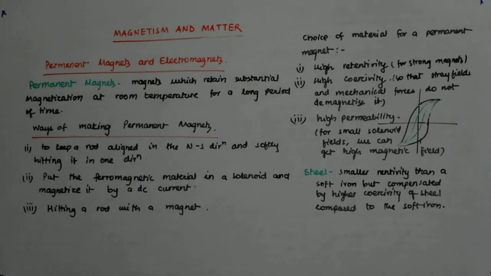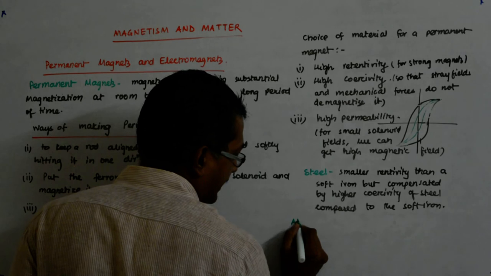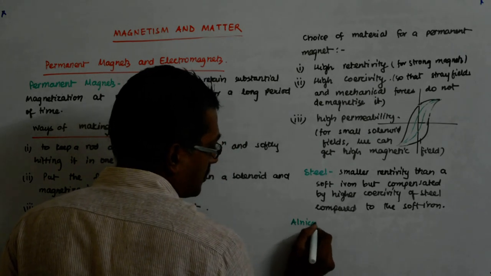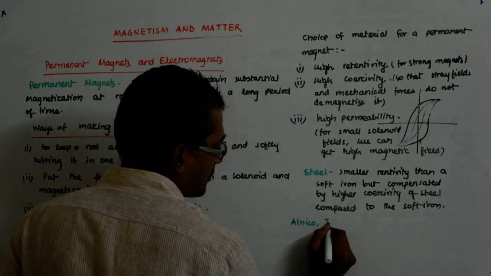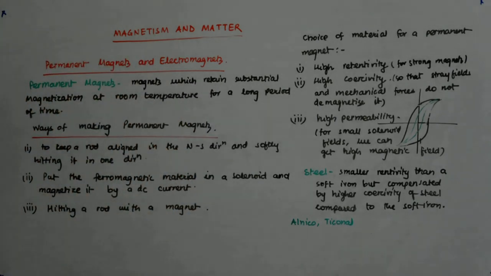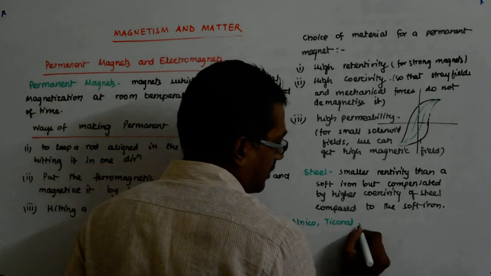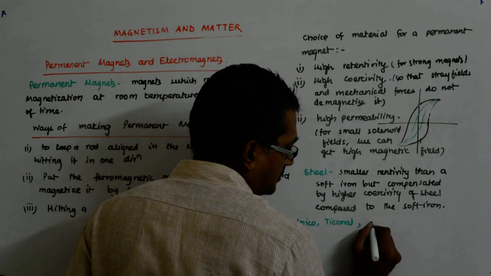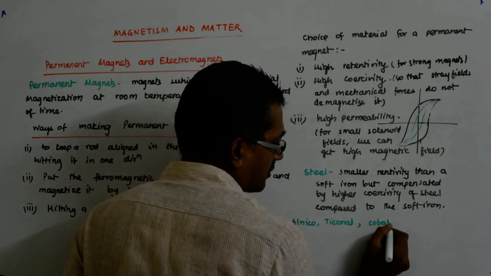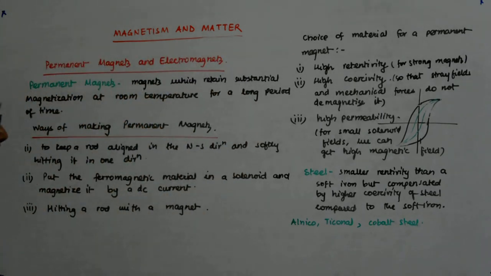Other materials that we use for permanent magnets are alnico, ticonal, okay, tin, cobalt, aluminum, nickel, okay, and cobalt steel.